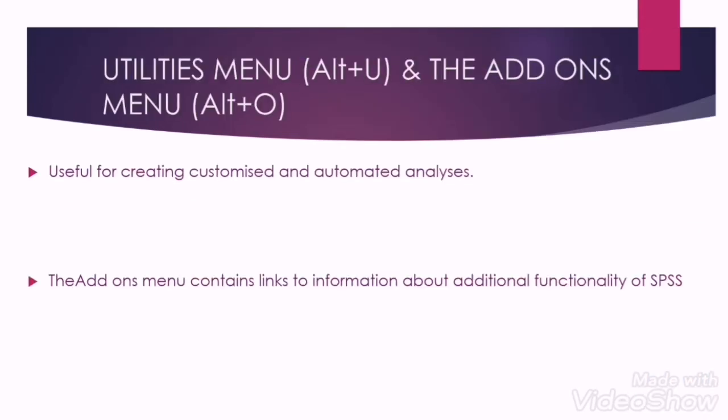Utilities menu. We need this menu when we want to go beyond basic statistical analysis. In practice, it is useful for creating customized and automated analysis. The Add-ons menu. Alt plus O, the shortcut key. This section contains links to information about additional functionality of SPSS. At the initial stage, we need not worry about it.